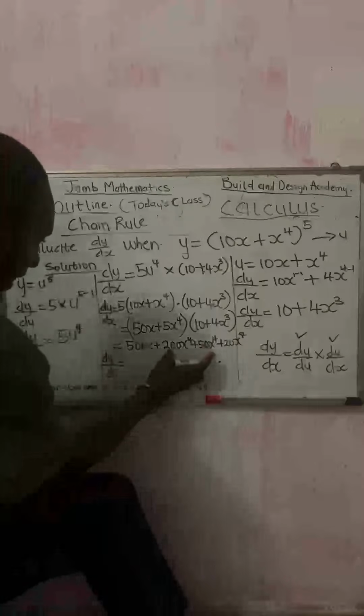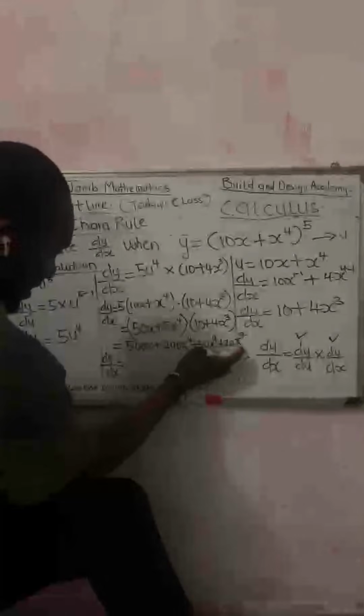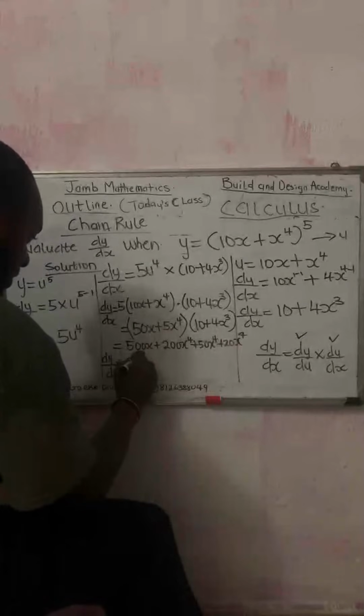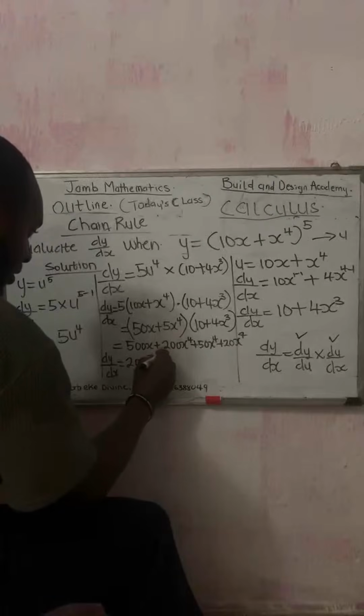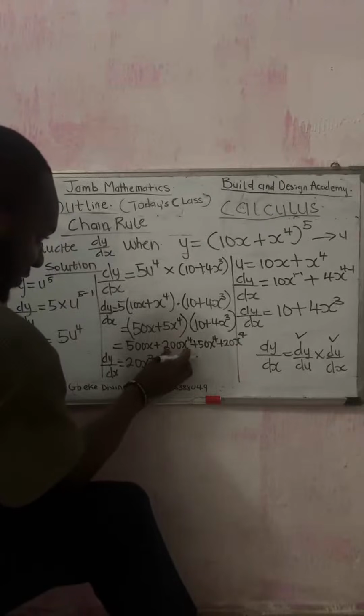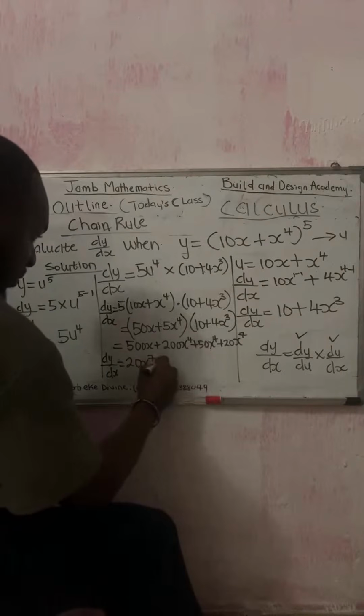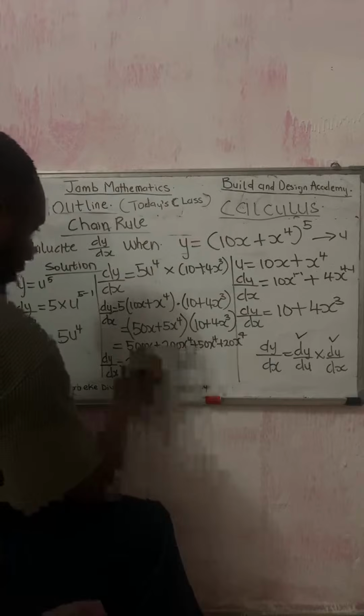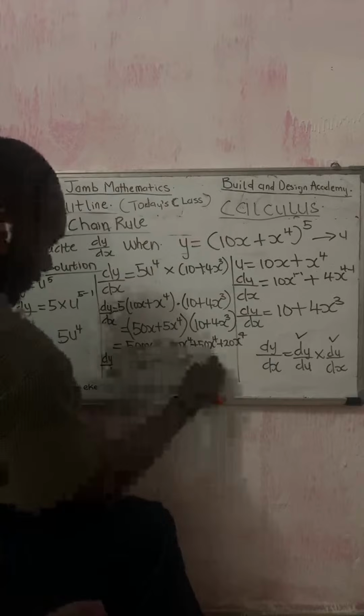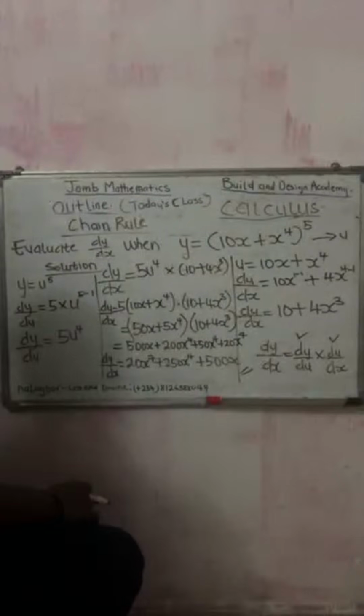Now we'll simplify this. We'll collect like terms. Now let's bring out the one with the highest power. So it's 20x raised to the power 7, plus 200x raised to the power 4 plus 50x raised to the power 4, which will be plus 250x raised to the power 4, plus 500x. So this is a simplified form. So this will be our final answer. So this is how we apply chain rule. Very, very simple. This is how we apply chain rule.